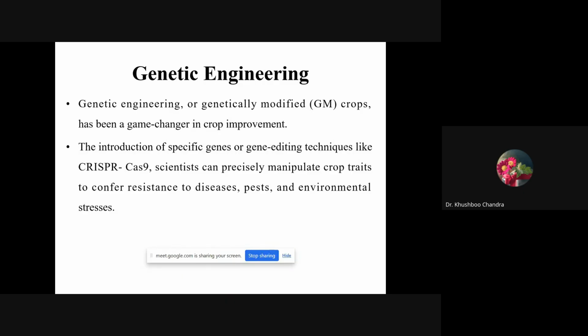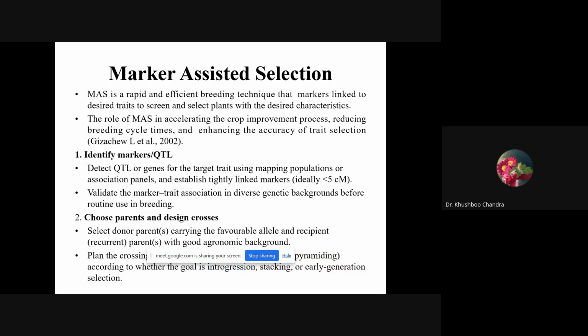And this approach has helped many breeders to develop crops resistant towards different biotic, abiotic and environmental stress, which significantly contributes towards food security. So now coming to marker assisted selection.